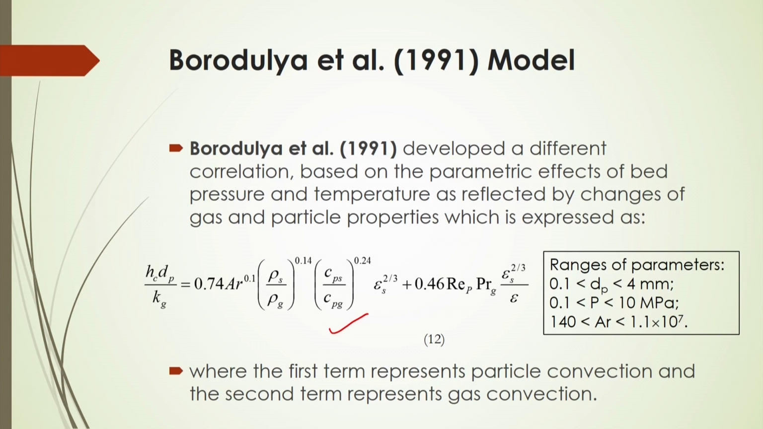In this equation 12, the first term represents the particle convection and the second term represents the gas convection. So, this one is called the particle convection, and the second term is for gas convection.